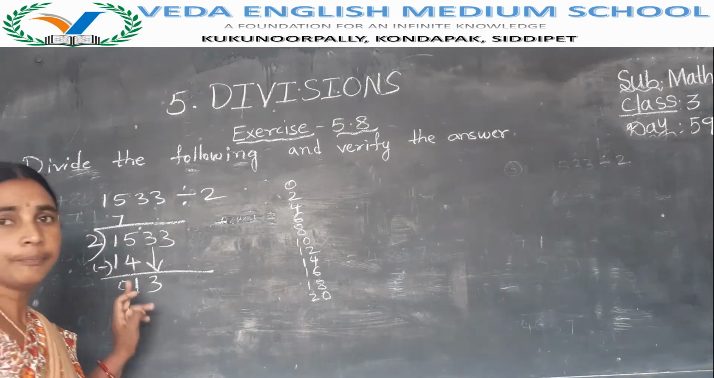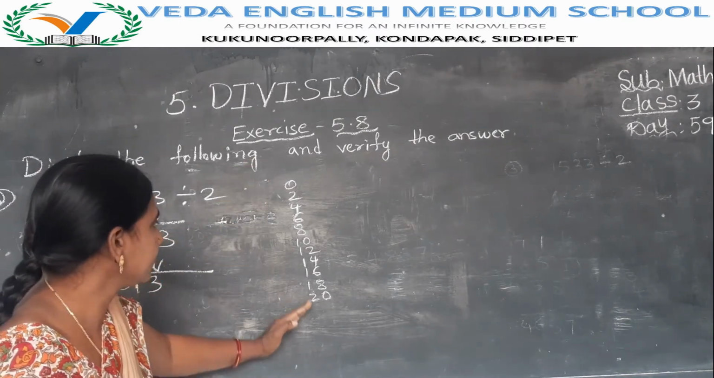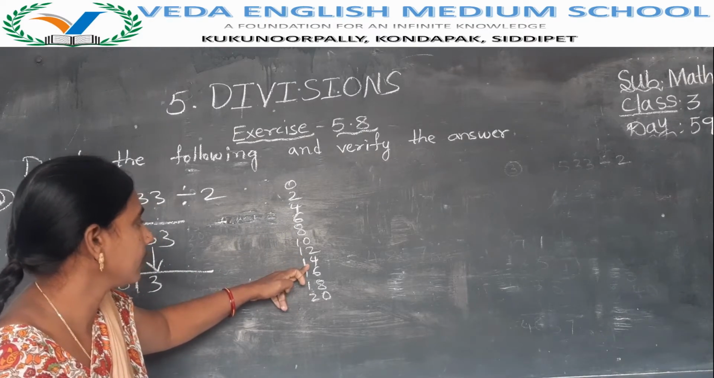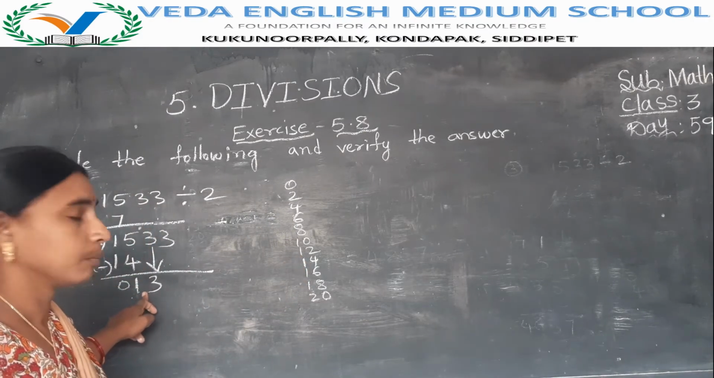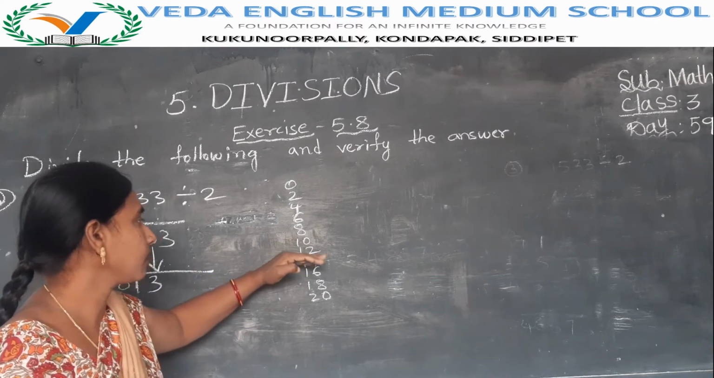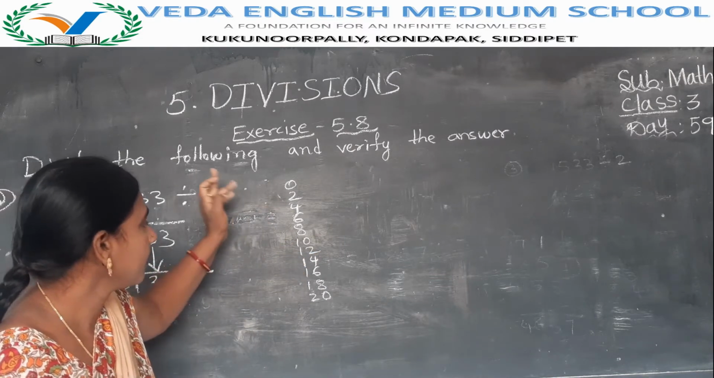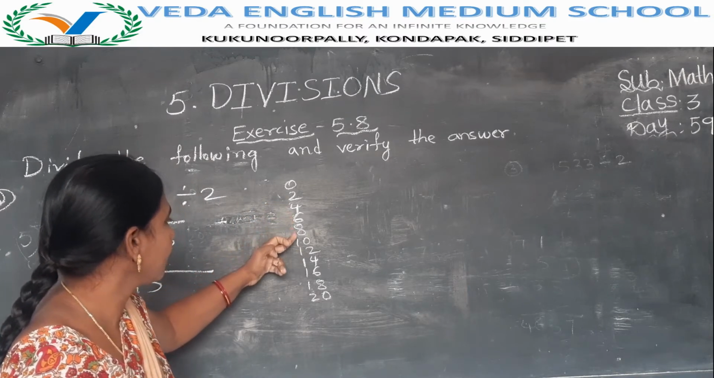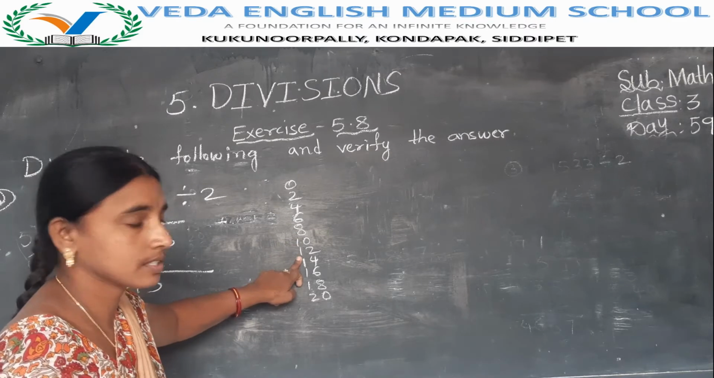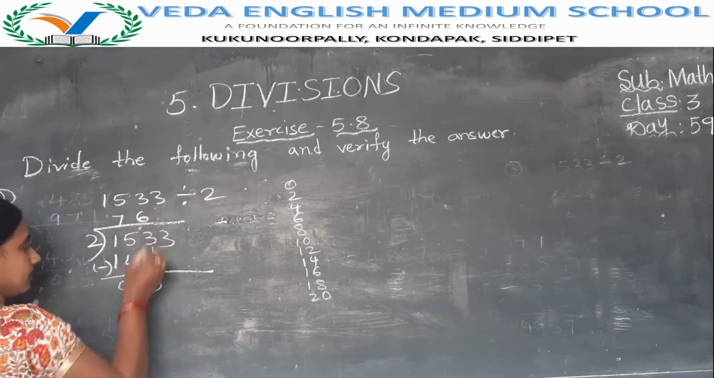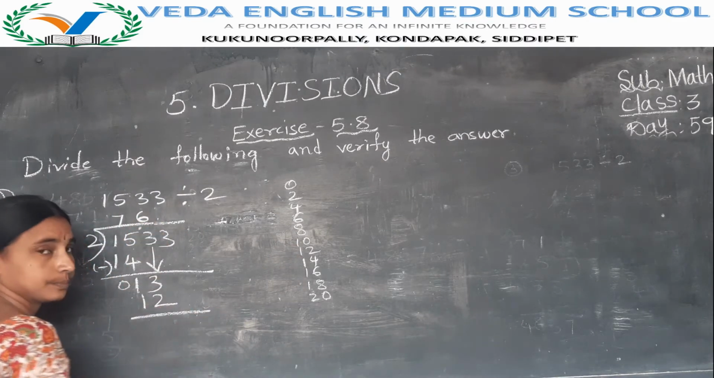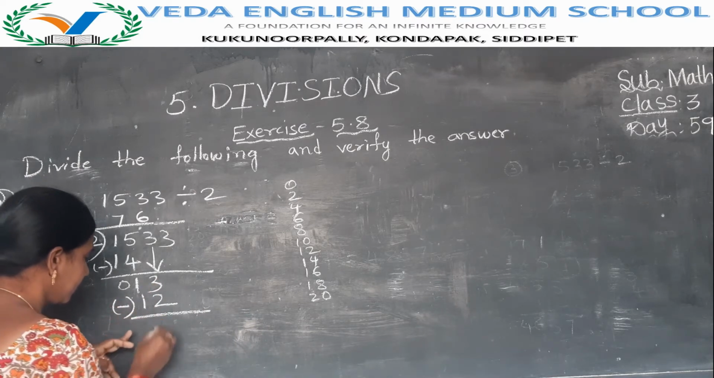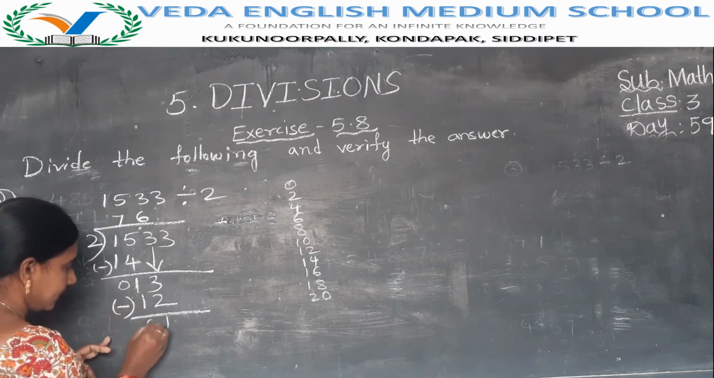Now find the nearest to 13 in this table. See Nana? Here 12, here 14. Don't take 14, 14 is the above number. 12 is the below number. So now take only the below, that is 12. See how many times 2 is 12. 1, 2, 3, 4, 5, 6. 6 times 2 is 12. So 2 6s are 12. Okay. Now do the subtraction. 3 minus 2 is 1. 1 minus 1 is 0.